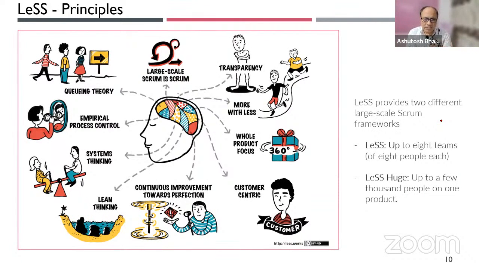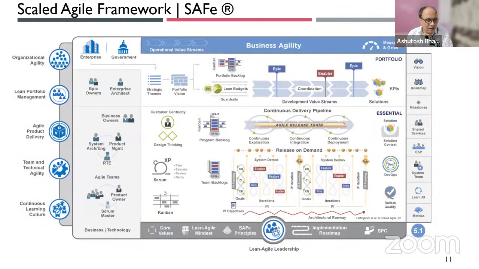And then you have LeSS Huge, which can go up to 1,000 people. That's the level of scaling we are looking at here as part of large enterprise scale Scrum, or large scale Scrum as they call it. Okay, then of course, the one which is a very, very much discussed topic, Scaled Agile Framework.